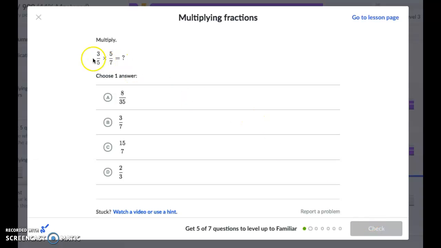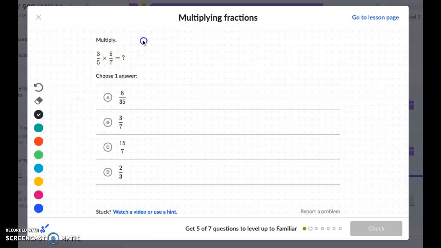3/5 times 5 sevenths. So 3 times 5 is 15, and 5 times 7 is 35. So 15/35. Okay, now when we go down here, we see, oh, there's not one. So a lot of 5th graders would just choose A because they see 35ths in the bottom. However, what they want us to do here, you probably have guessed it, is they want us to simplify.